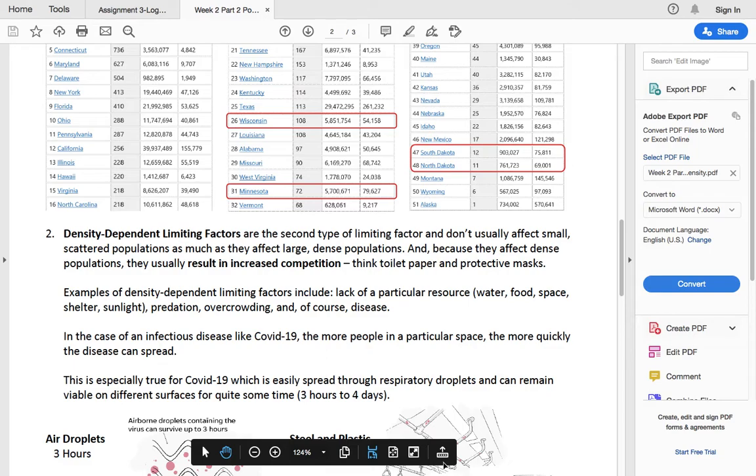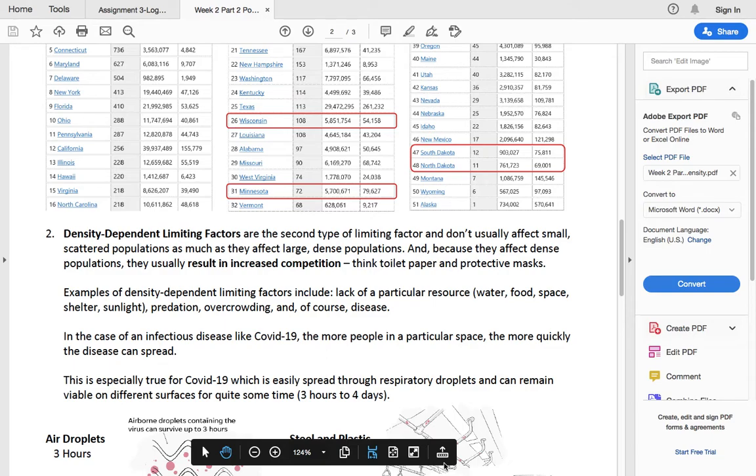So these density-dependent limiting factors are the second type of limiting factor and don't usually affect small, scattered populations as much as they do large, dense populations. And because they affect dense populations, they usually result in increased competition. Think of our battle over toilet paper, Purell and protective masks we've been having.